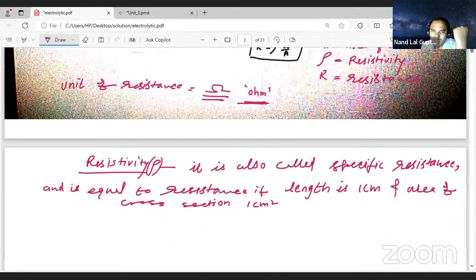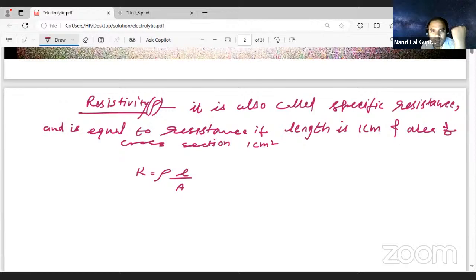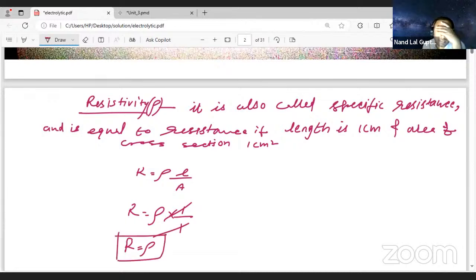So here you see R equals rho L by A. You put the values. R equals rho 1 by 1, so it cancels out. So R equals rho. So it is the specific resistance when the length and area of cross section are unity.